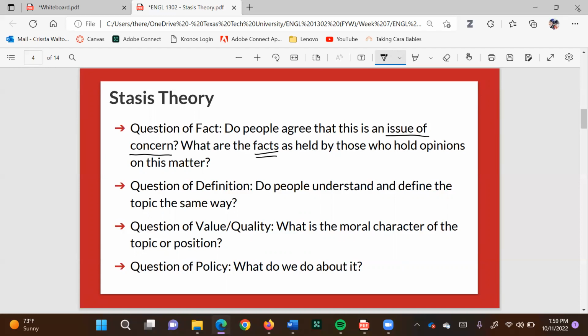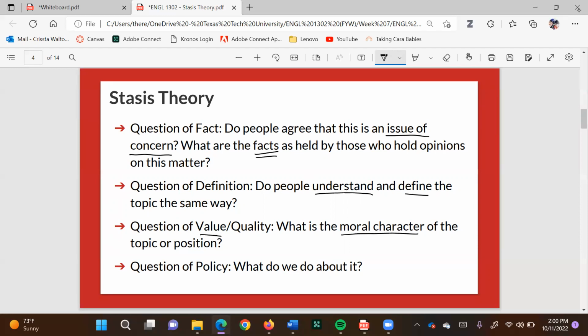Then the level of question of definition. Do people understand and define the topic in the same way? If they don't understand and define it in the same way, they're not going to be able to move up on the list. And then you have a question of value or quality. Moral character of the topic or position. How much does it matter? Why is it important to stakeholders? And do you agree that it is really a high issue? Other people don't think twice about it. So they would disagree on the level of value, of how much to value this issue.